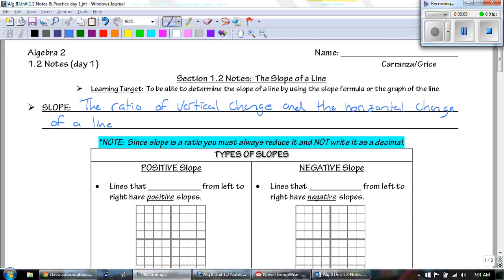Today we're talking about the slope of a line. Our learning target today is to be able to determine the slope of a line by using the slope formula or the graph of a line.